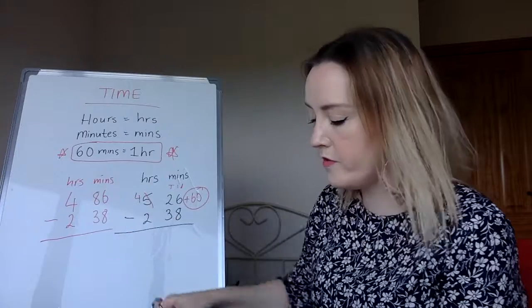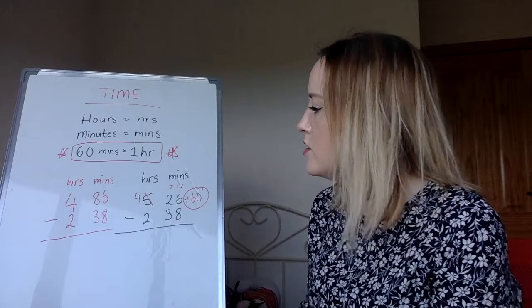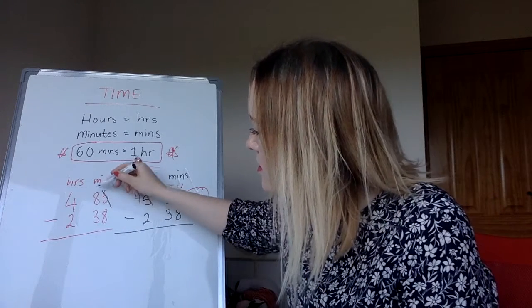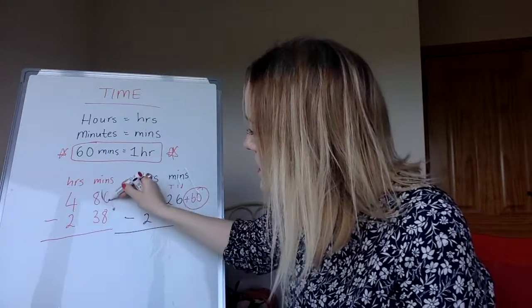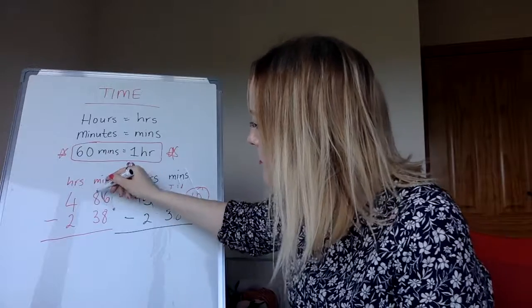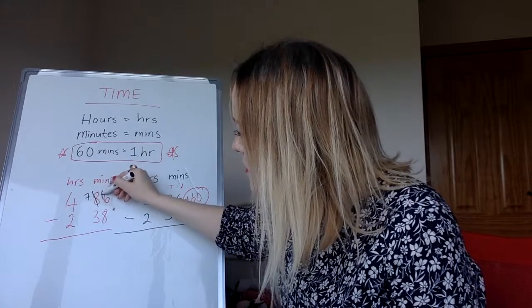So 8 from 6 I cannot do. So I will... No, that's not right. So I'm going to put my 6 here. So 8 from 6 I cannot do. So I'm going to borrow from here. That is 7. Put the 1 here.